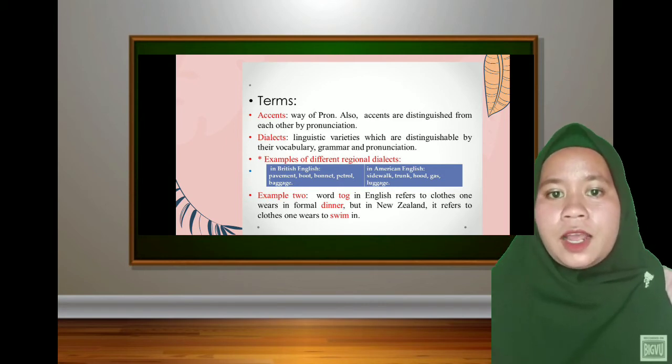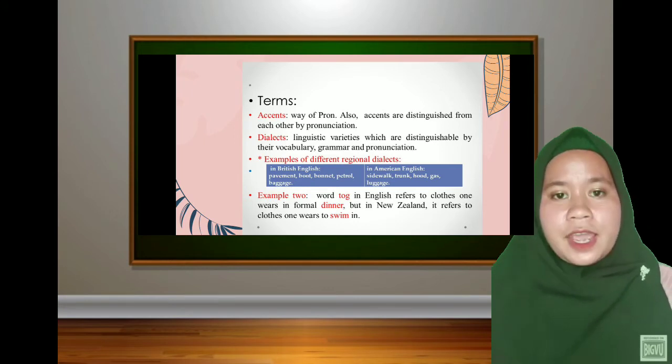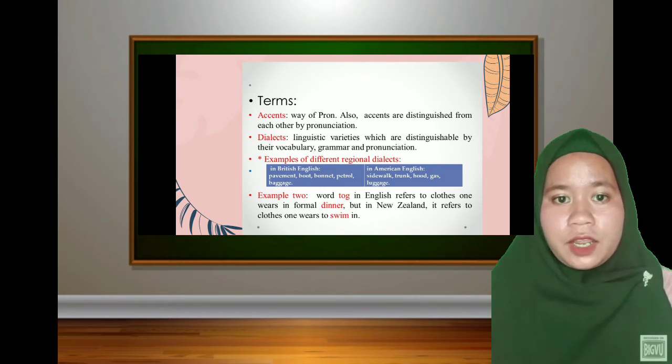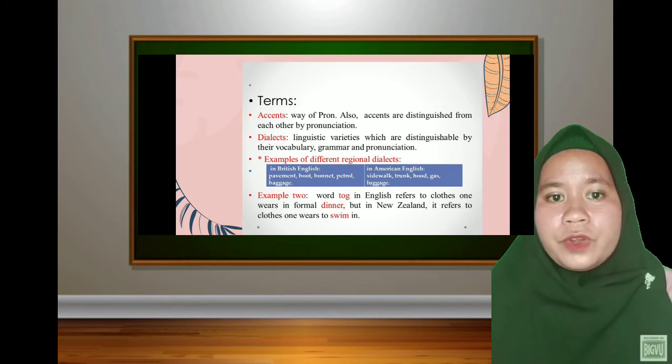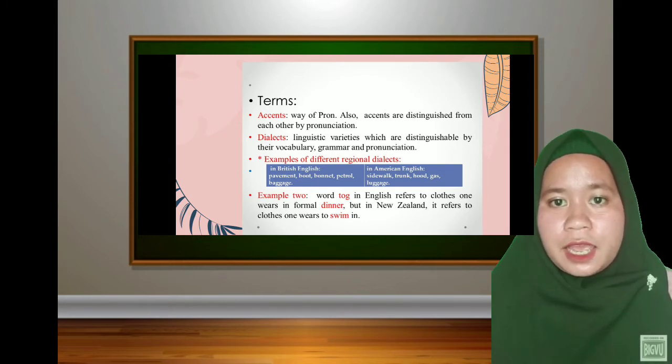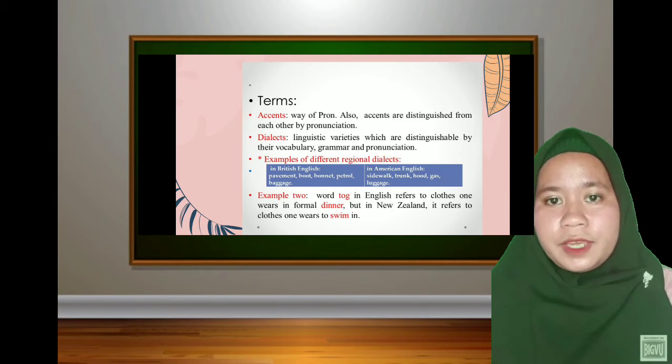Dialect: linguistic varieties which are distinguishable by their vocabulary, grammar, and pronunciation. Example of different regional dialects in British English and American English. Example 2: the word "tog" in English refers to clothes one wears to an informal dinner, but in New Zealand it refers to clothes one wears to swim in.